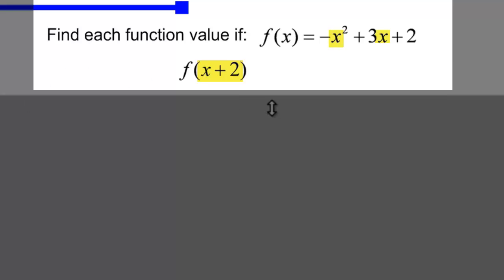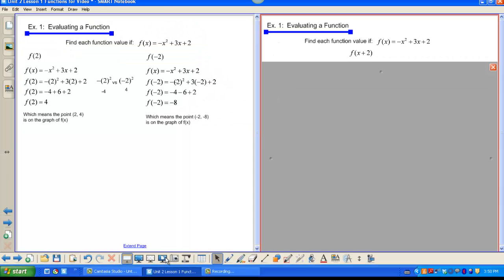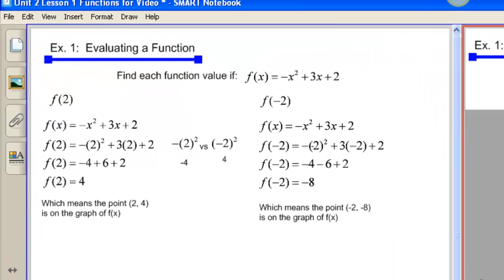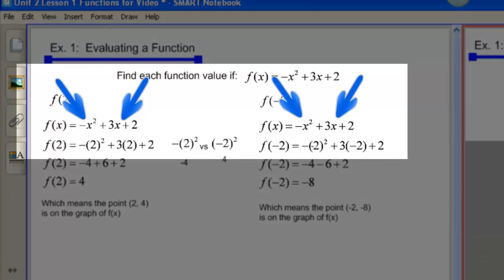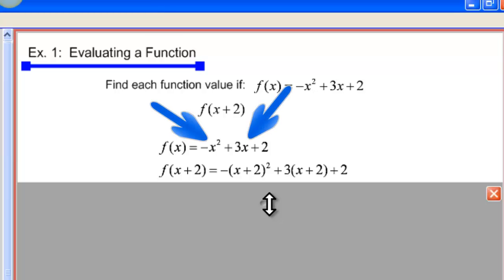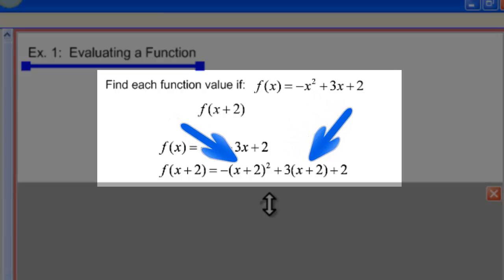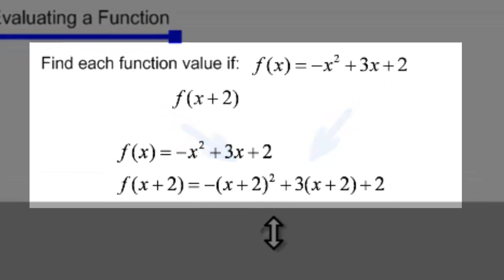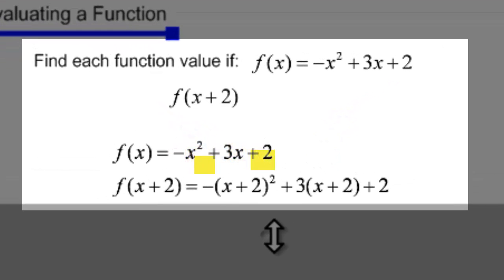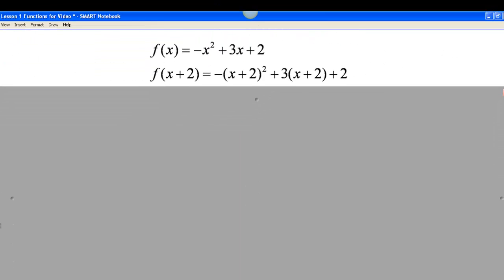What I want to show you, however, is that we don't do this problem any differently than when we did numerical values. So notice how when I had 2 and negative 2, I substituted those values in for x. I am going to do the same thing here. Where I saw an x, I substituted an x plus 2, plus 3 times x plus 2, plus 2. So hopefully you can see that this first process is not any different than what I did with a numerical input.